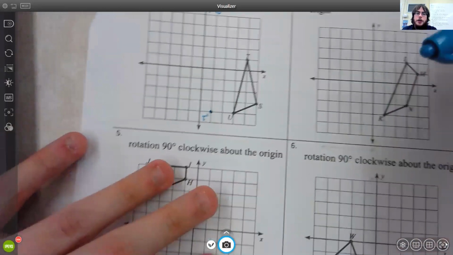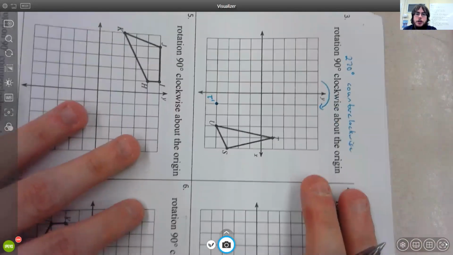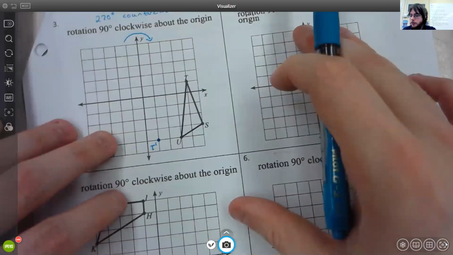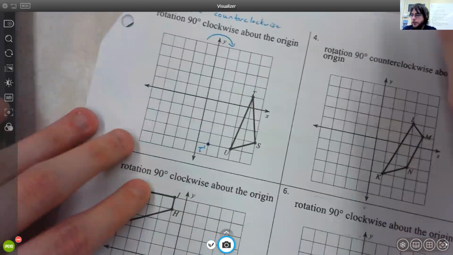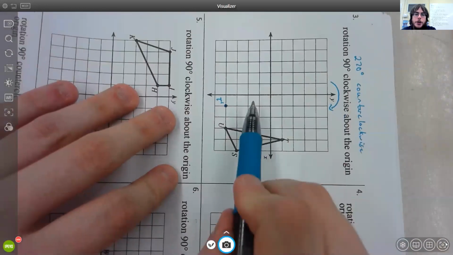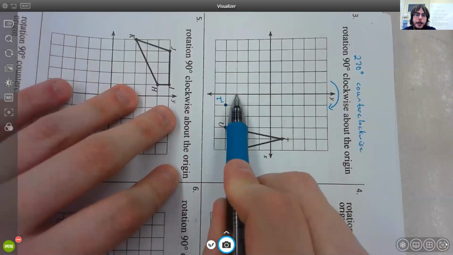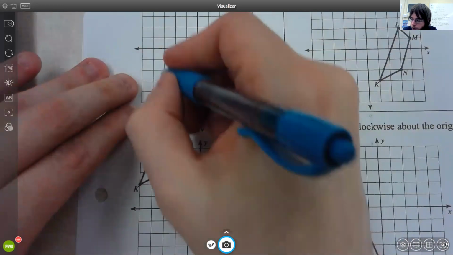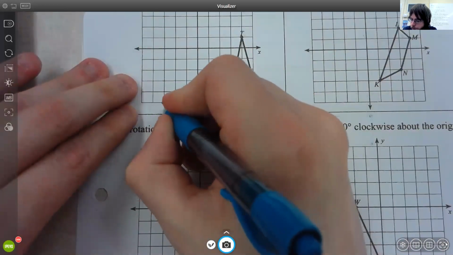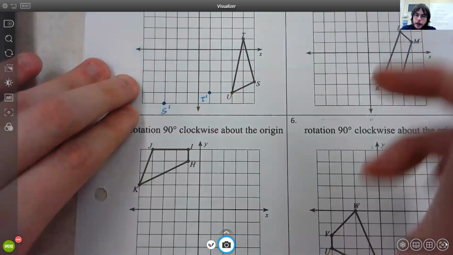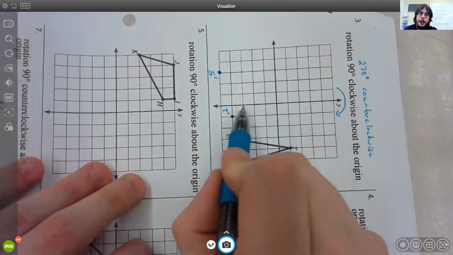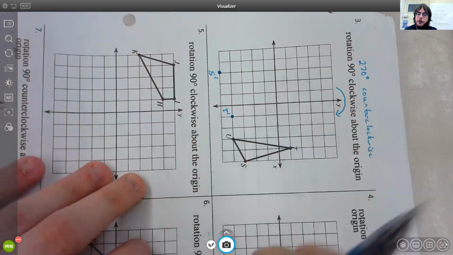Okay. Next up, you do S. So with S, you have to go left 3, down 5. So negative 3, negative 5 is your new coordinates for S. And then U, rotate negative 4, negative 3.